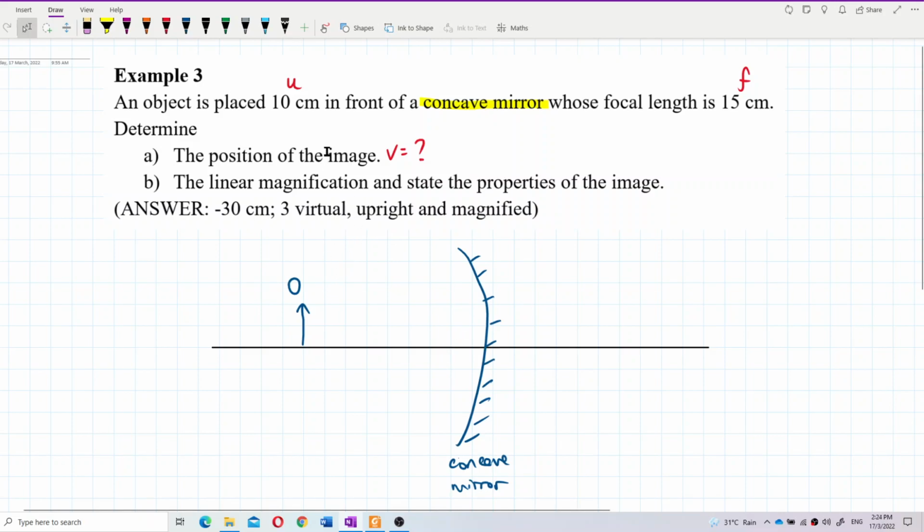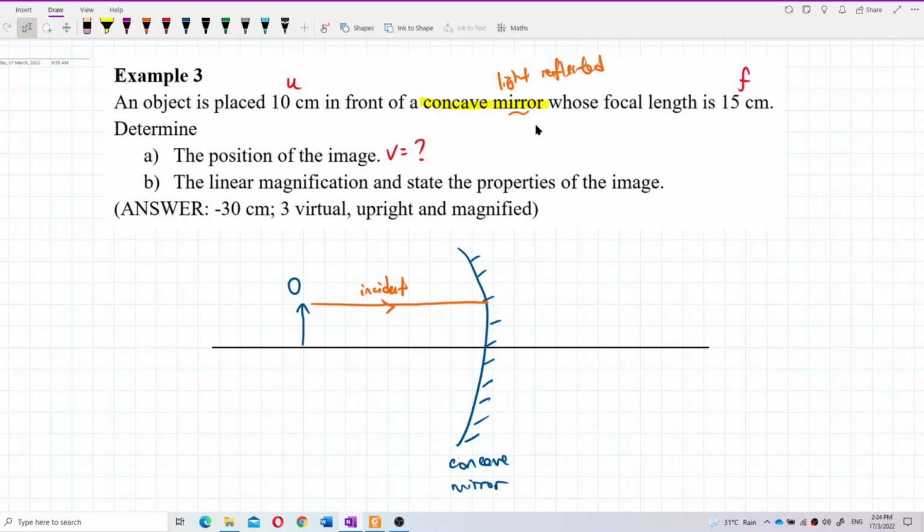Once you draw this, I want you to first draw the incident ray and reflected ray. This is the most important. Incident ray, the light comes from the object. This is the incident ray. And then because it's a mirror, the light is reflected. The light cannot pass through.